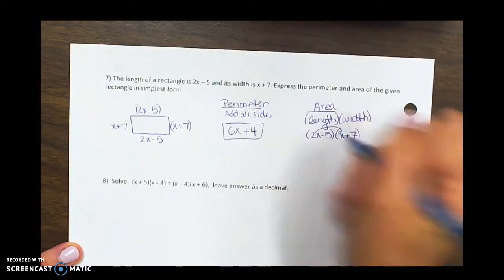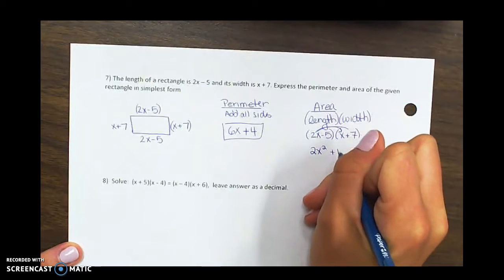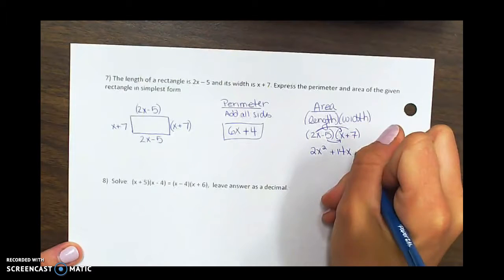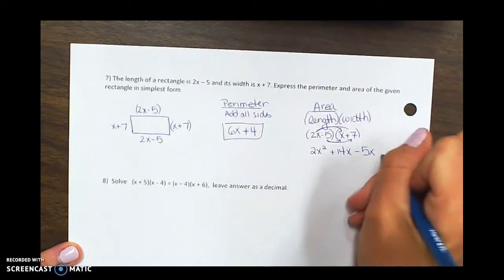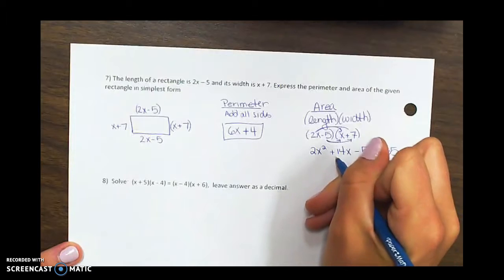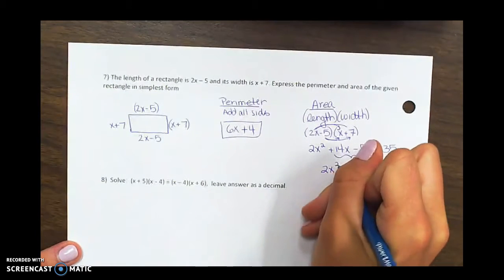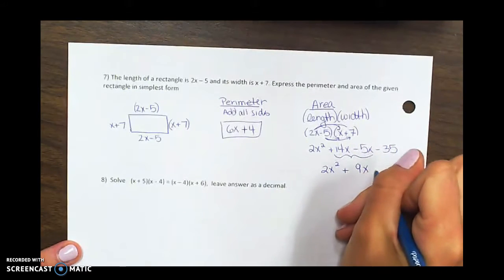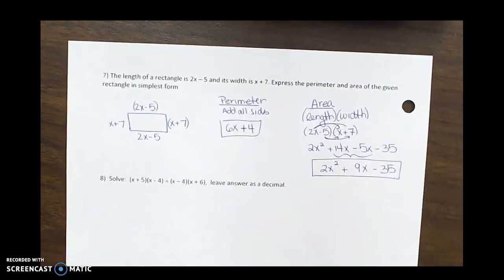So 2x times x, 2x squared, 2x times 7, 14x, negative 5 times x, negative 5x, and negative 5 times 7 is going to be negative 35. Okay, last part, I'm going to combine my like terms, which are my x's. So I have 2x squared plus 9x minus 35. And we have got it.